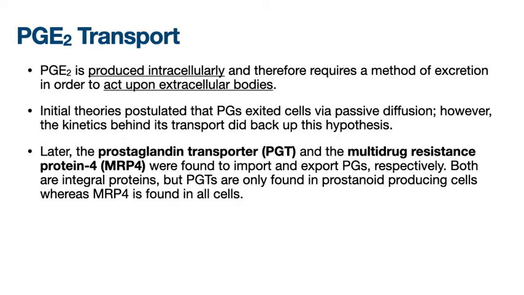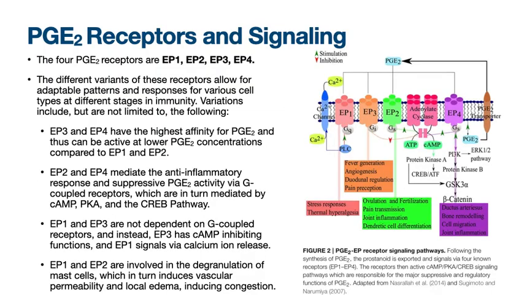So now we know how it leaves the cell. How does it act upon another cell? How does it induce that response? Which is what brings us to the PGE2 receptors and the signaling. As I previously stated, the PGE receptors are EP1, EP2, EP3, and EP4. There's a lot of information to go into this. There's a lot of variability in the pathways they use and the actions they perform. These different variants of the receptors allow for adaptable patterns and responses for various cell types at different stages of immunity. You can encounter all sorts of different antigens and pathogens in your life, and that's why it's so important that we have a vast array of options and combinations that we can use.